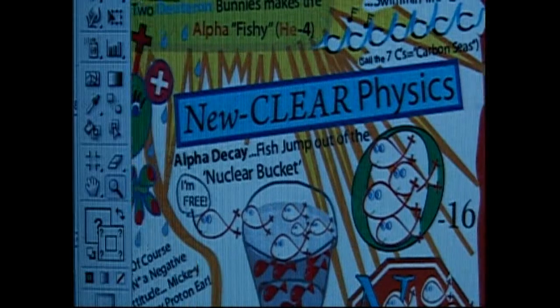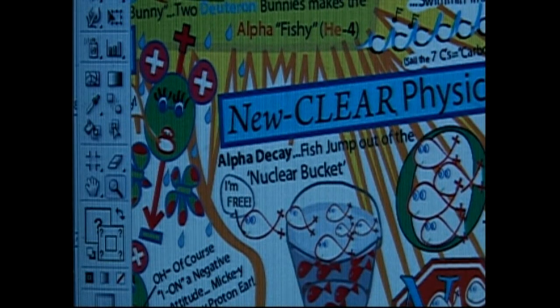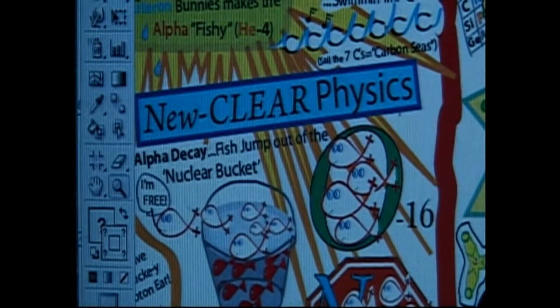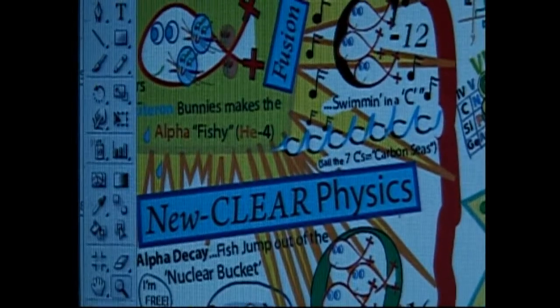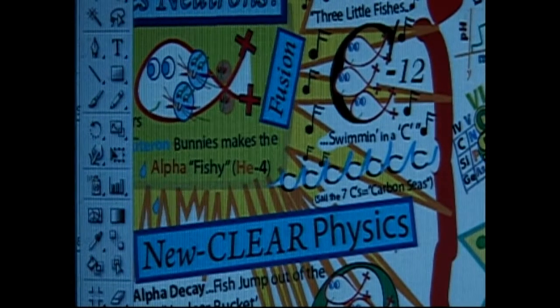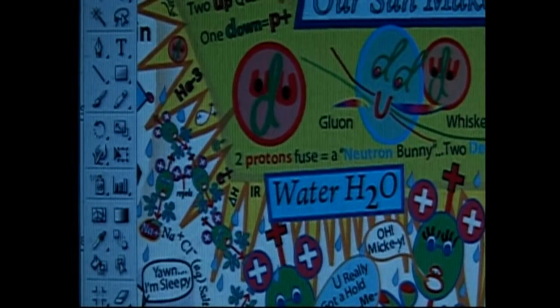Nuclear chemistry, nuclear physics. Okay? Introducing quarks. How do quarks work? Quarks are what make the protons. Quarks are what make the neutrons. Even astronomers don't convey it good enough to kids, I don't think.